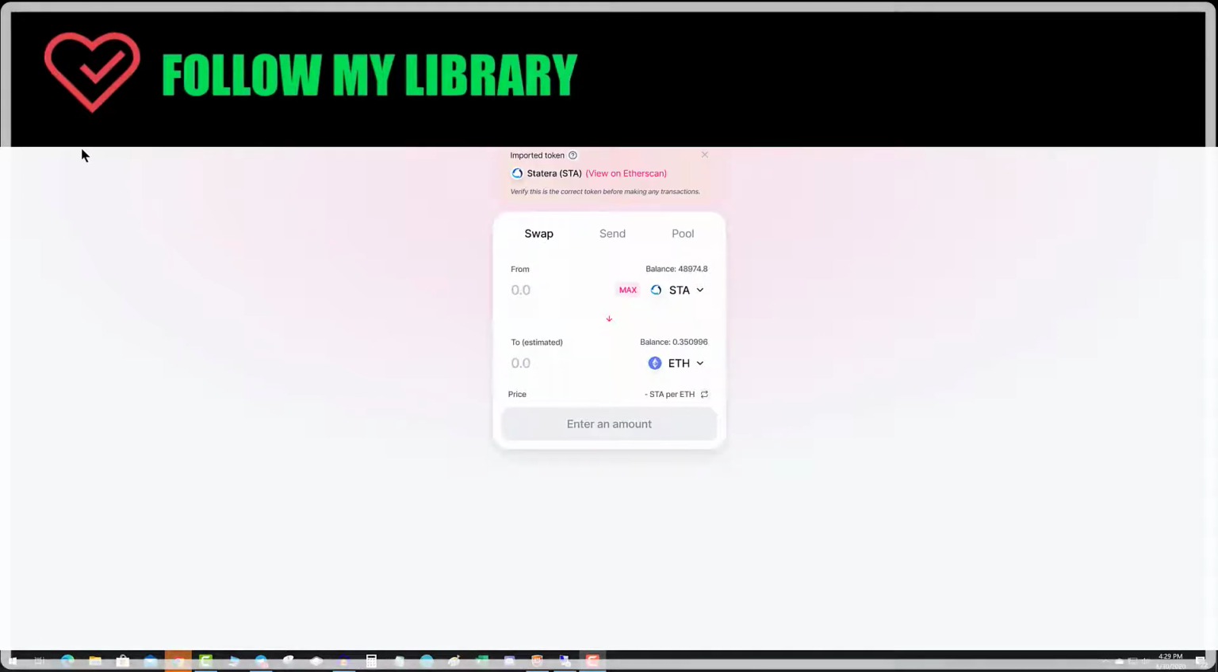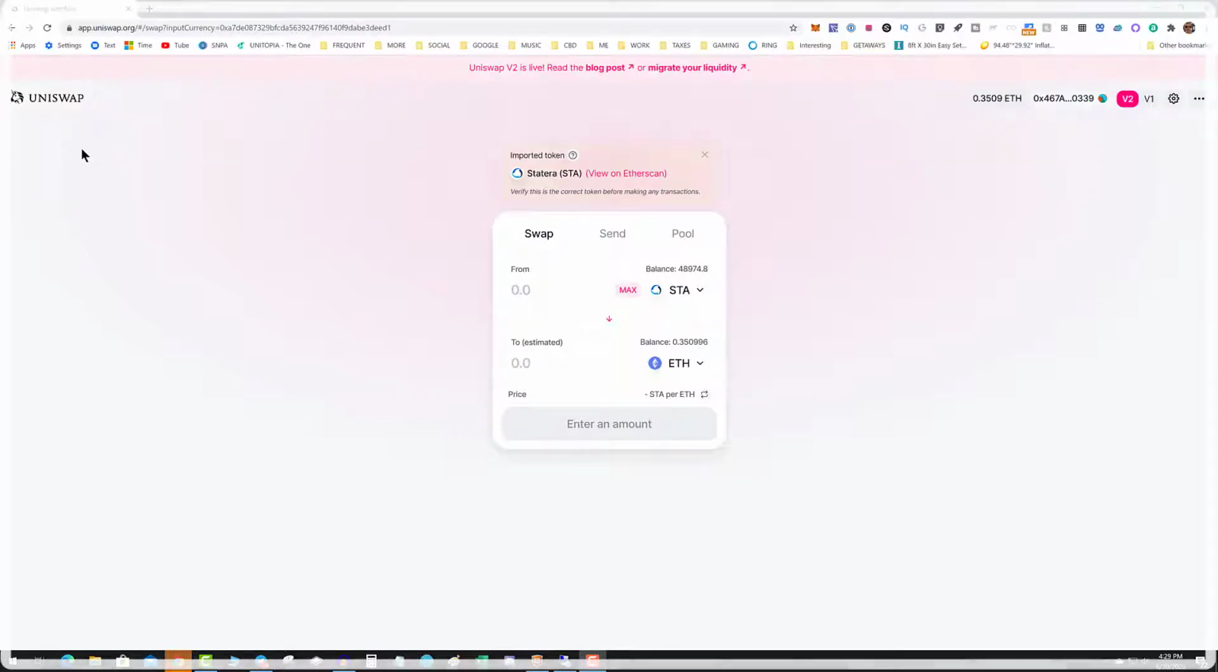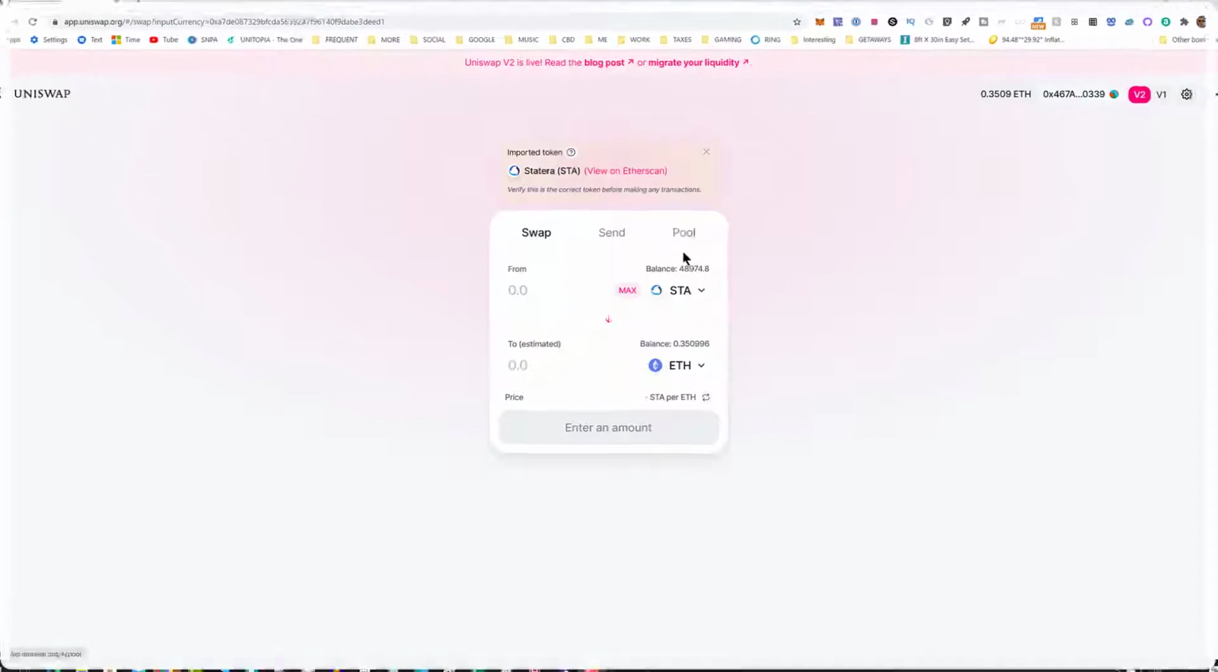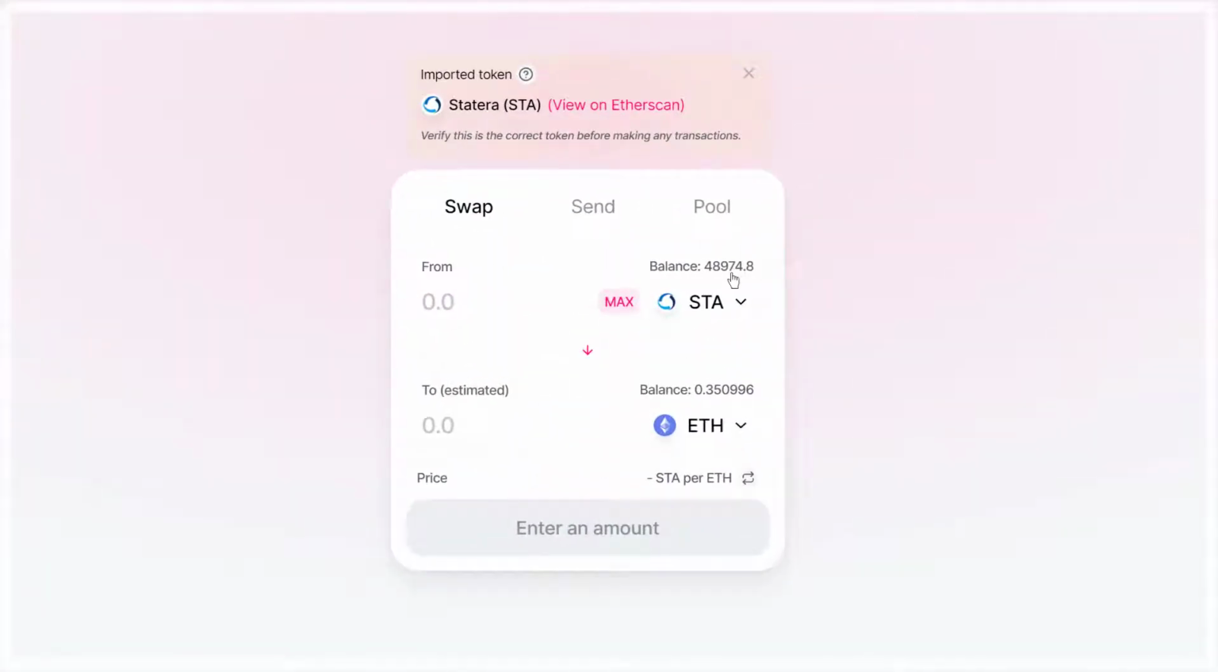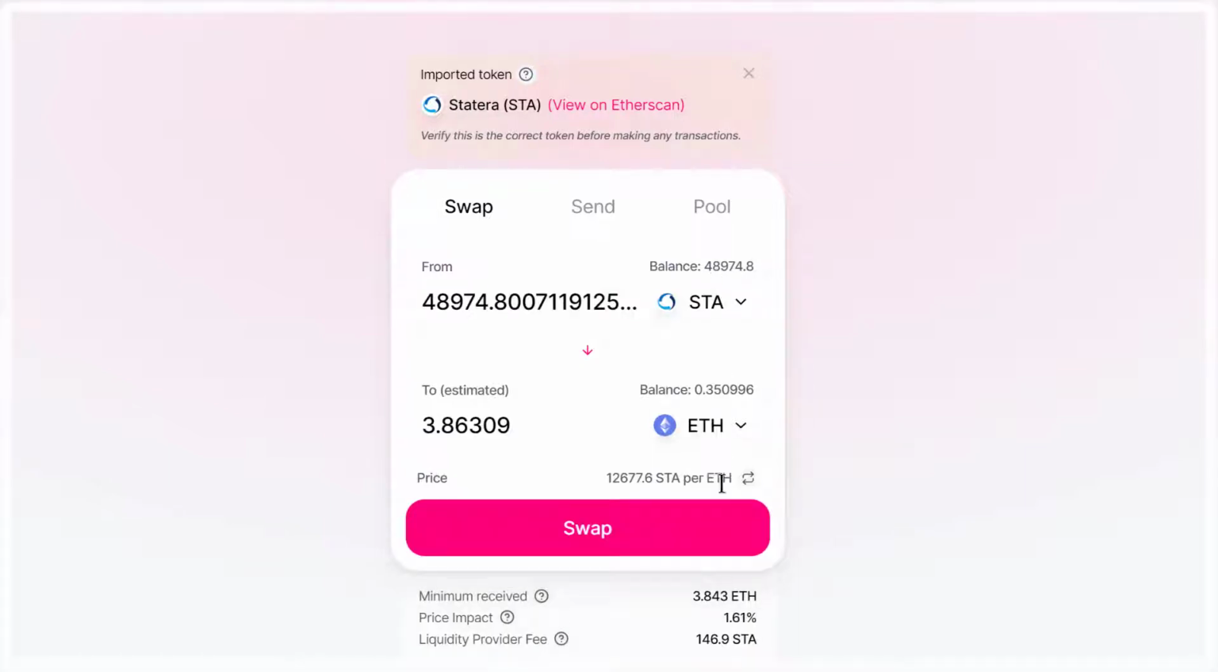So if you don't understand how Uniswap works, think of it as tiers. There's only so much you can buy or sell in any given tier, right? So here's an example. I have 48,000 STA. I'm going to go ahead and hit max, and you can see that it says I'm going to have a 1.61 price impact. So that is the estimation.